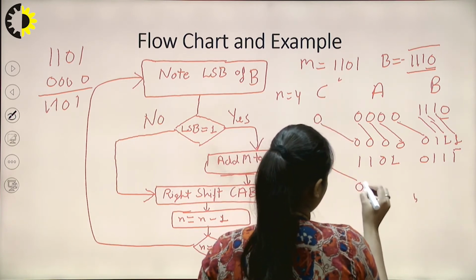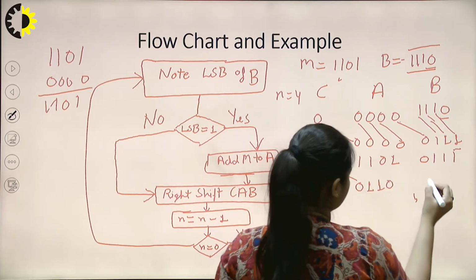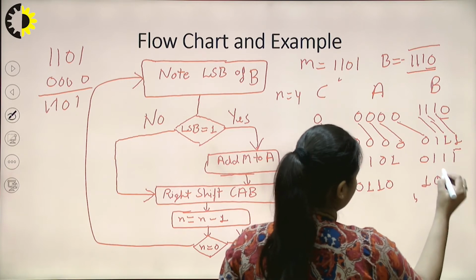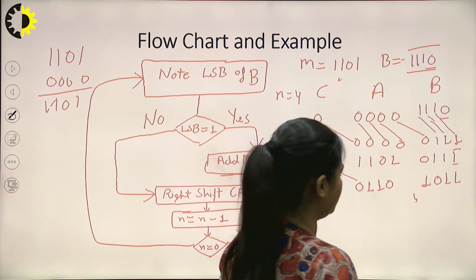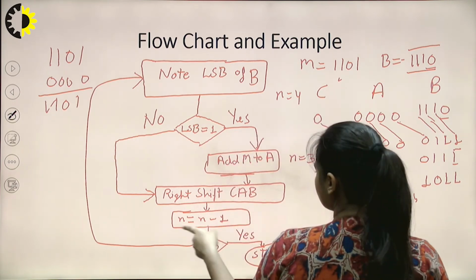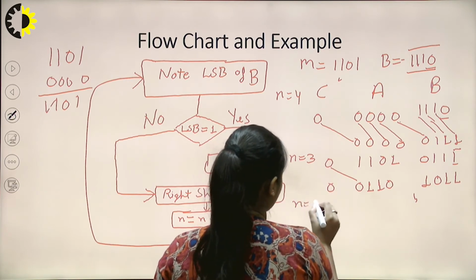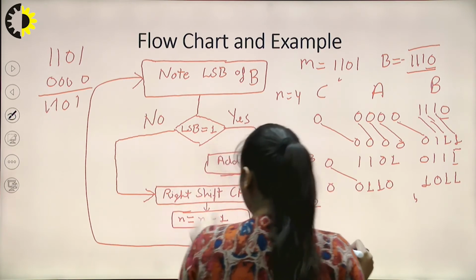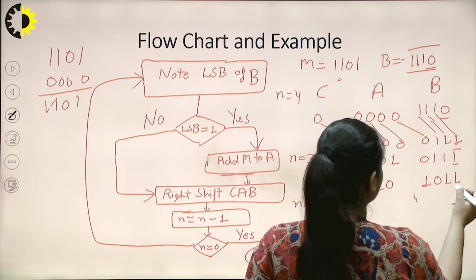This 0 will be here, 1, 0. This will go here, 0, 1, 1. And this will be discarded. So here now we will move to the next step. n = n - 1, so n's value would be 2. Now come to the check again. Note the LSB of B: LSB of B is equal to 1.